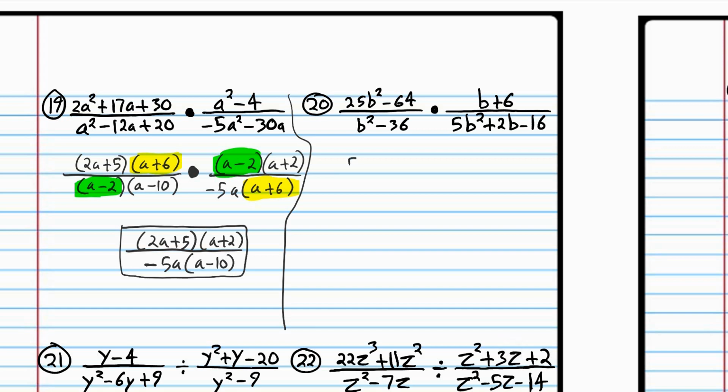All right, we're back. Difference of two squares. What number times itself equals 25? What number times itself equals 64? Same thing in the bottom. What number times itself equals 36? Put your plus and minus.